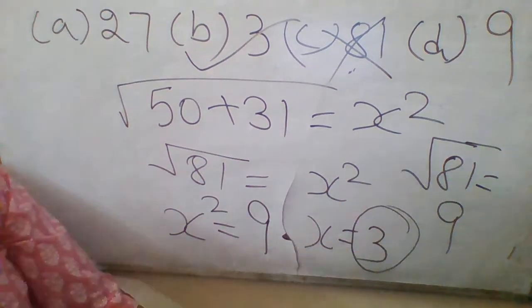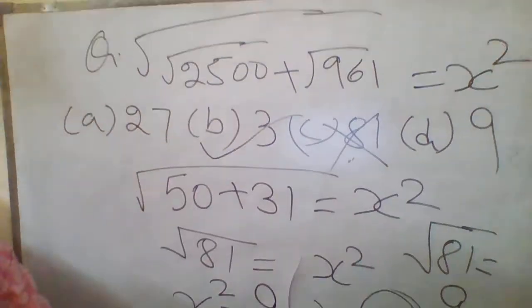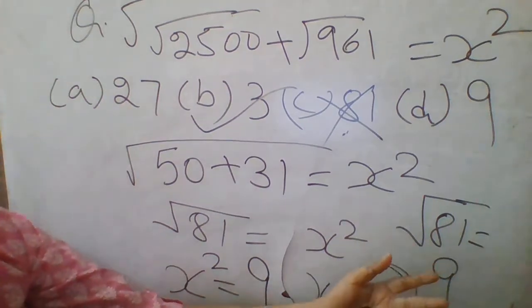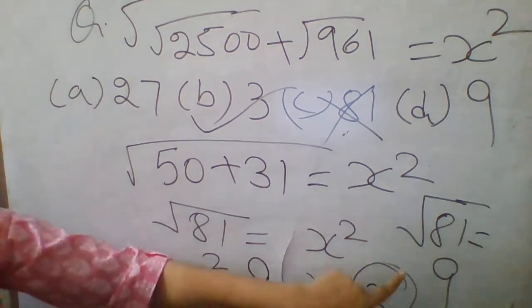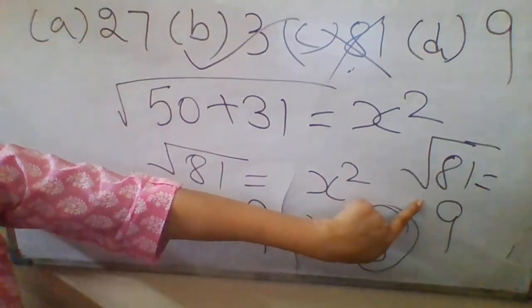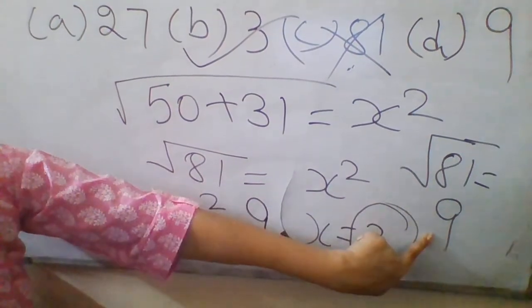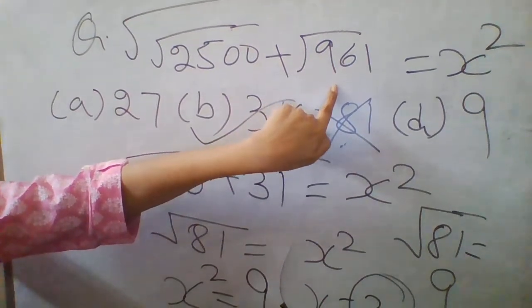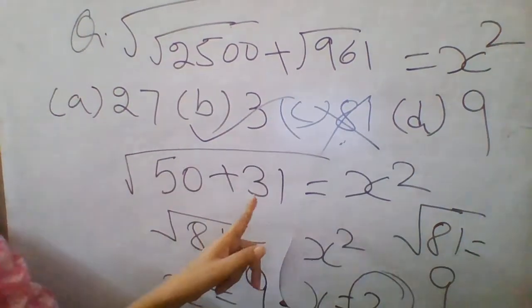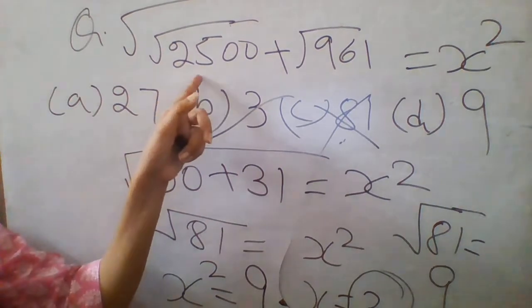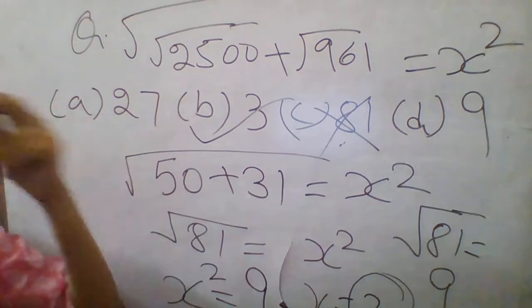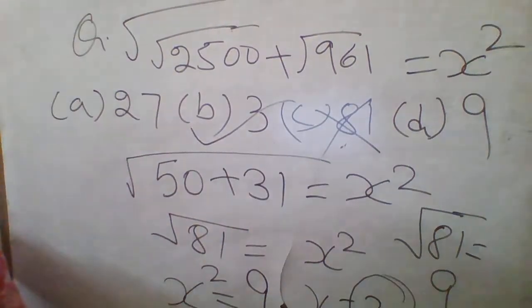9. See, in this question the thing you have to take care of is how you will find the under root. You have to find the value of under root 81, you know that is 9. And here you have to find the value of under root 961, that is equal to 31. And here the value of under root 2500 is equal to 50. So you find the value of under root and just put it, and this is so easy.